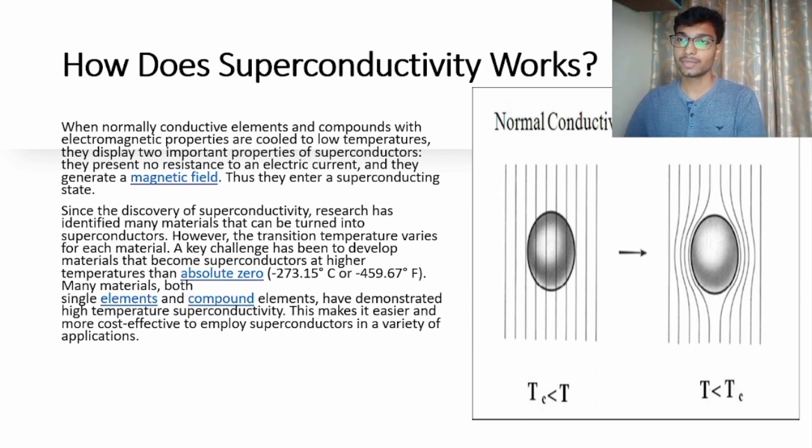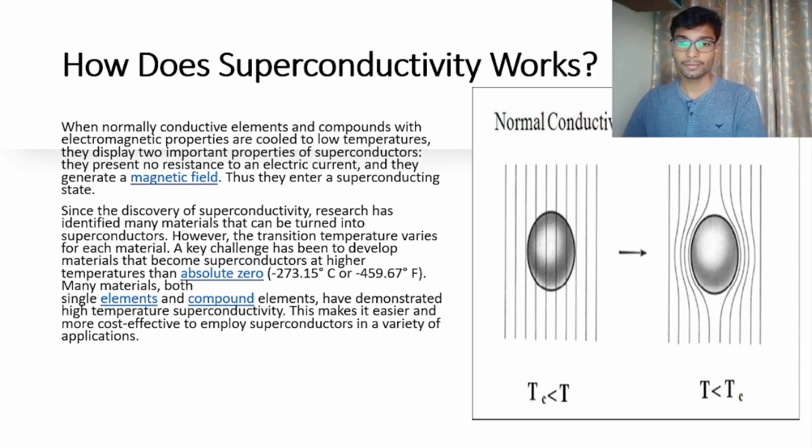How does superconductivity work? When normally conductive elements and compounds with electromagnetic properties are cooled to low temperatures, they display two important properties of superconductors. They present no resistance to an electric current and they generate a magnetic field. Thus, they enter a superconducting state.